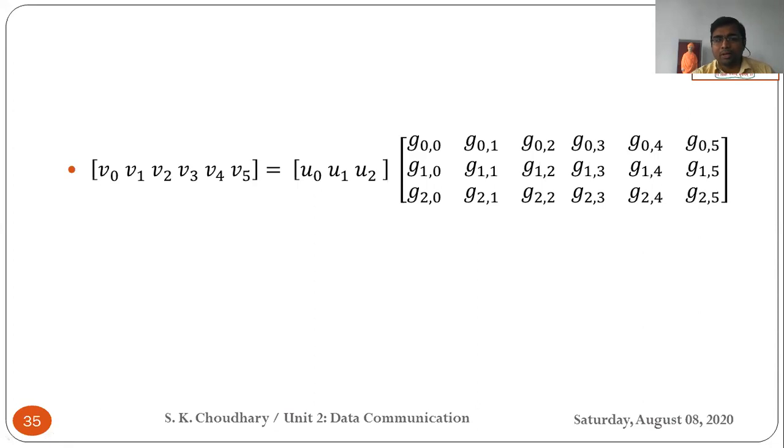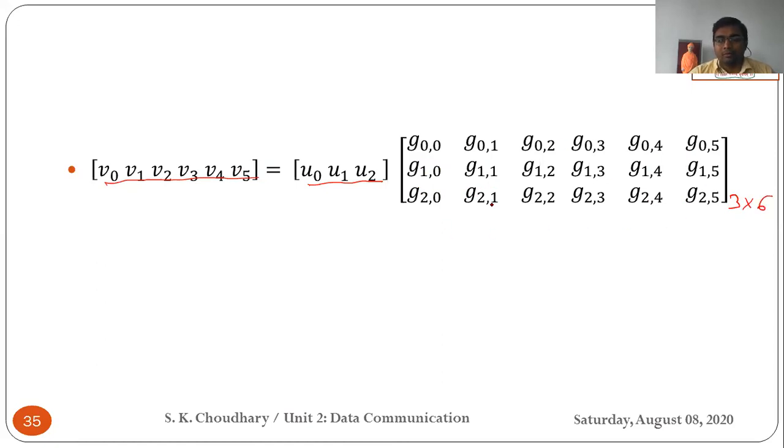So generally, this formula we have learned: V is equal to UG, and here V is of 6 bits, starting from V0 to V5. These 6 bits are there, from MSB to LSB. Then the message is 3 bits, U0 to U2, and there is K to N, meaning 3 to 6.